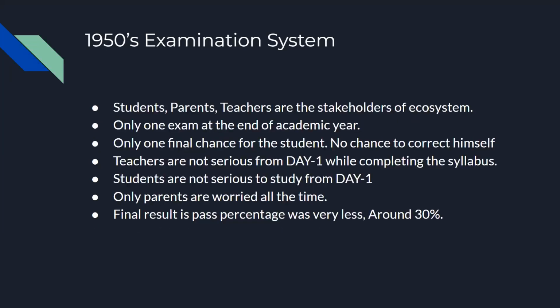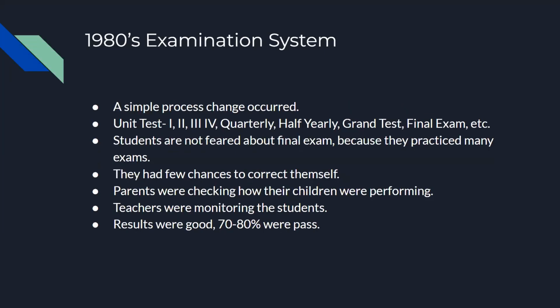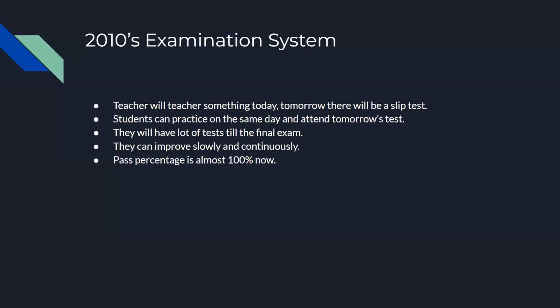Maybe in the 1950s, this was the best process, but in the 1970s, this process became very bad and they introduced a simple process change. Maybe in the 1990s, this process was best. Later, it became a bad process in 2000 or 2010, so they introduced a new process. This is how a process change can give you the best results. I hope you know this already, what I'm talking about.